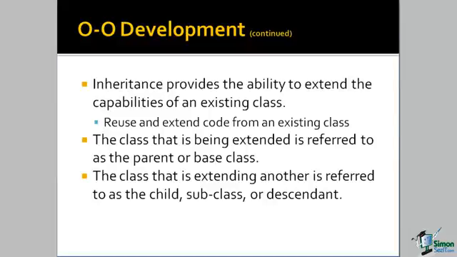In the object-oriented world, the class from which we are inheriting is known as the base class or the parent class. The class that we're creating that is inheriting from the parent or the base class is known as the child class or the subclass or the descendant of the parent class.